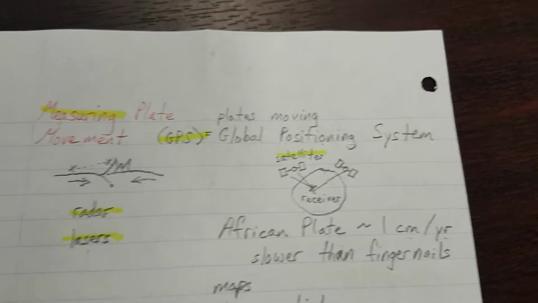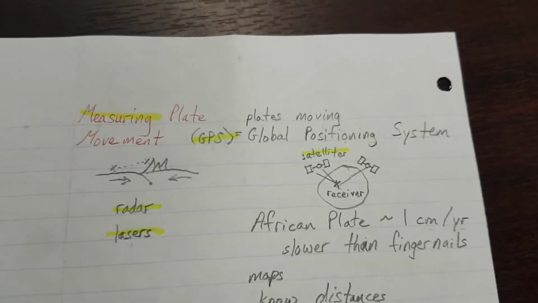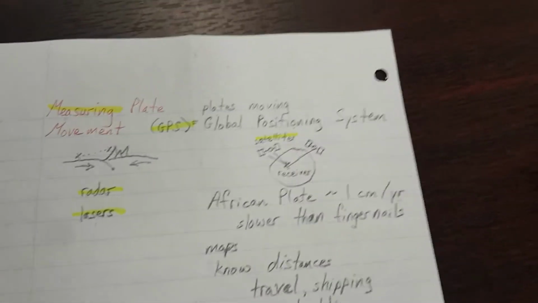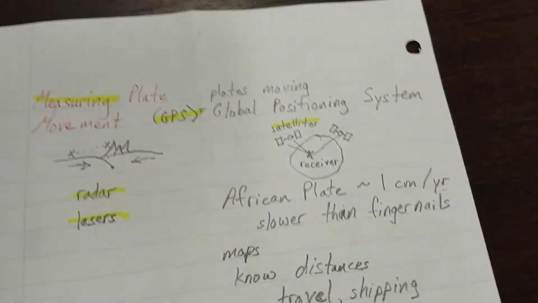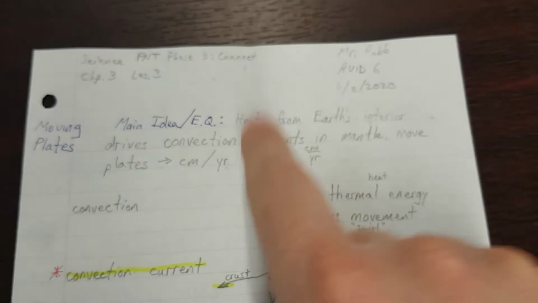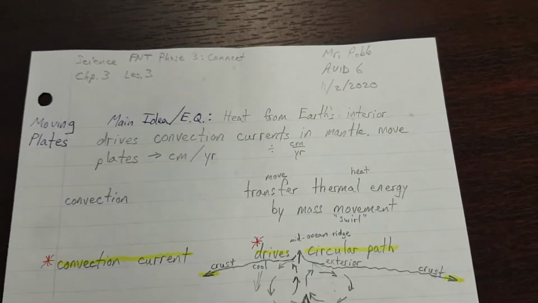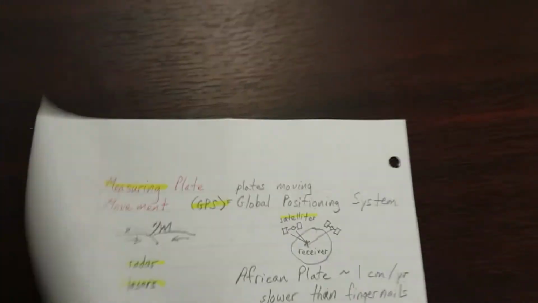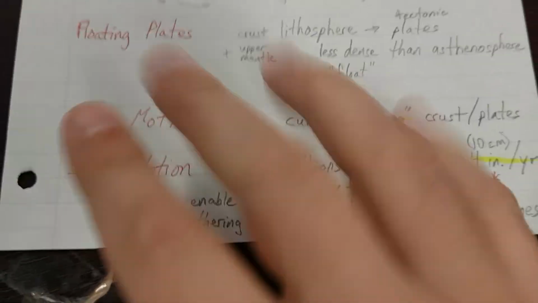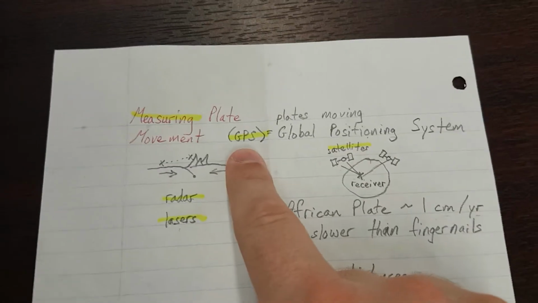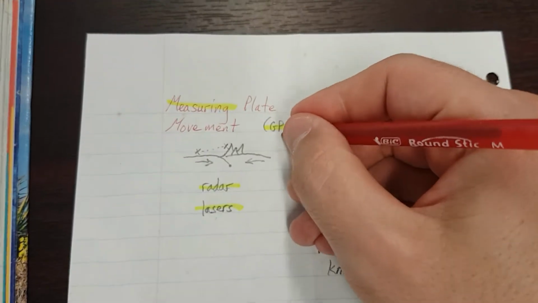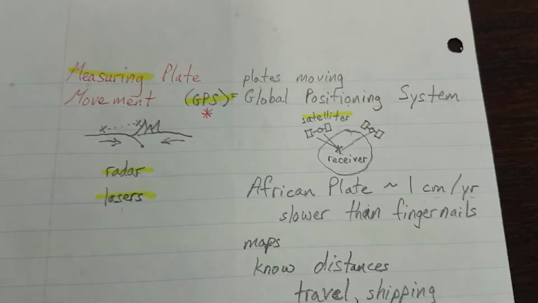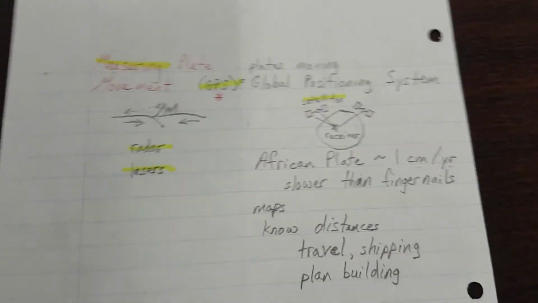Notice we didn't put any stars about the measuring and the satellites and the GPS. So that basically means that's optional. We don't really have to put that in our paragraph. Yes, that's important information, but it did not directly support the main idea. You could say the way we know that it moves so slowly is by measuring plate movement with GPS. So let's put a star next to GPS. We'll mention GPS in our paragraph.